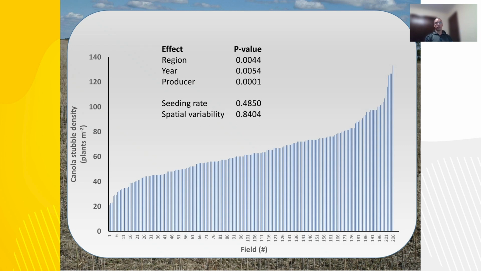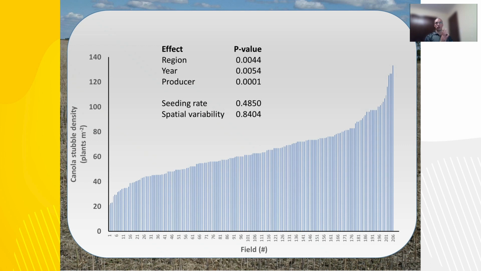And we've got 206 fields here, and we've got plant densities in the range of 20 plants per meter squared all the way up to 120 plants per meter squared. So very, very broad range. And the fact that canola emergence is highly variable is very well documented. And it's still one of those pieces of the puzzle that we need to solve in the canola world going forward.